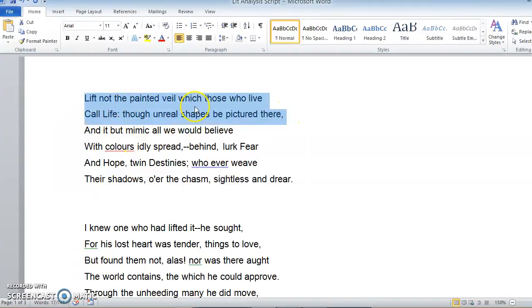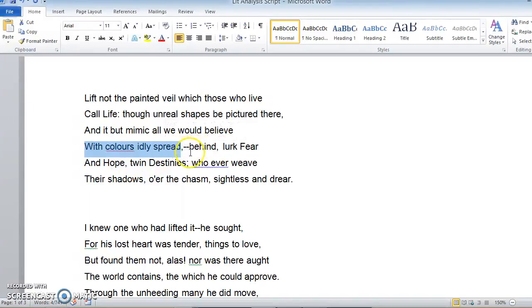Lift not the painted veil. What does that mean? If we were going to write this in modern English, we would not invert the subject and verb like that. We would say, don't lift the painted veil, not "lift not." Don't lift the painted veil which those who live call life, though unreal shapes be pictured there. Unreal shapes are pictured there, and it mimics everything with pretty colors idly spread, colors spread everywhere.